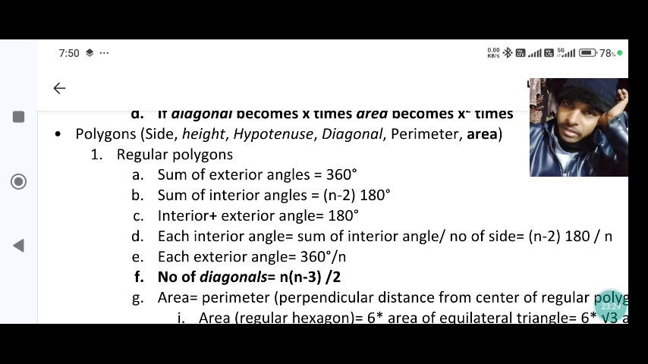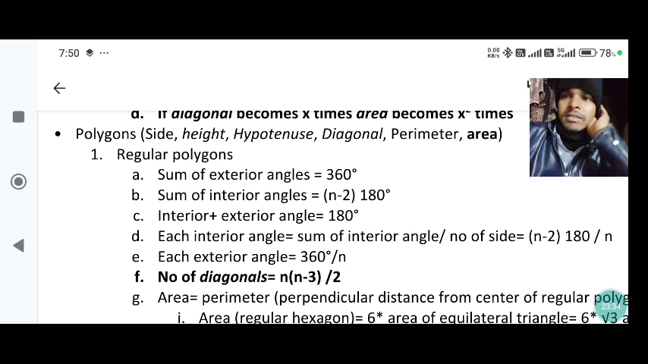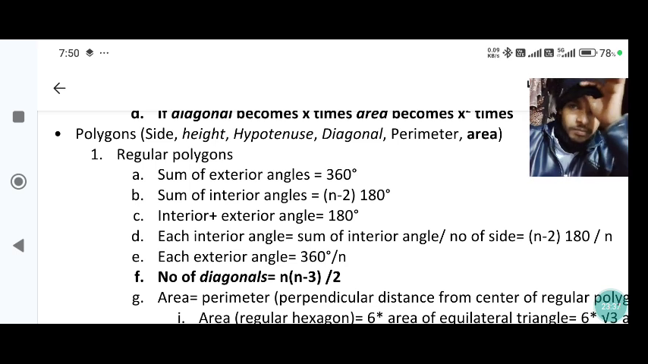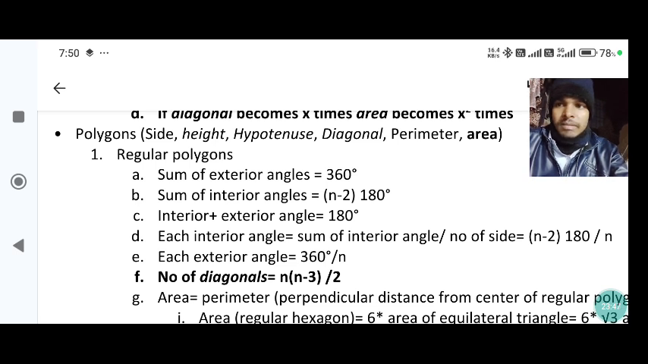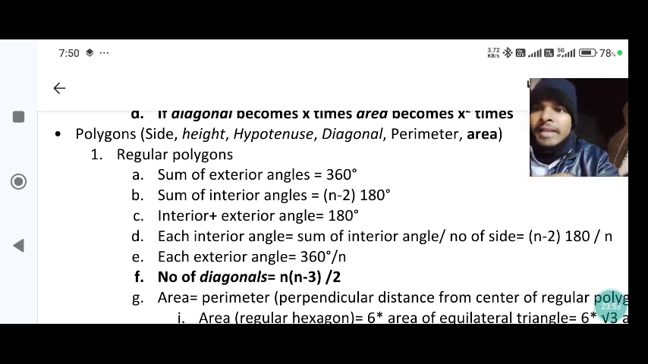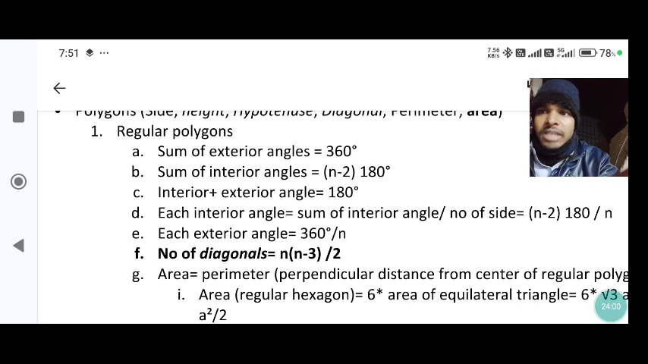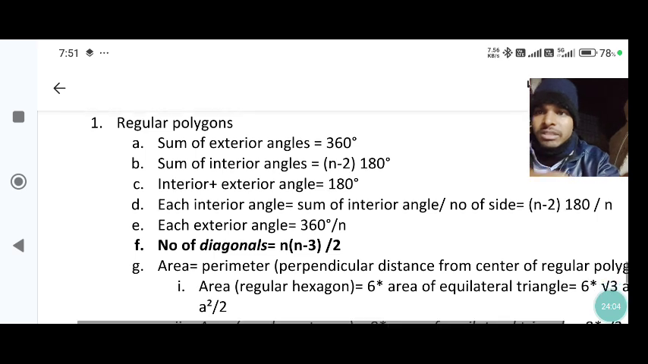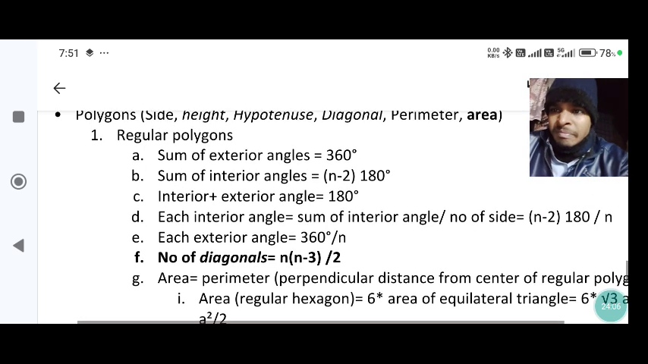In this type of polygon, the sum of all the interior angles is equal to n minus 2 into 180 degrees. This is not 360 degrees like in the case of a quadrilateral. The sum of exterior angles is 360, but the sum of interior angles is n minus 2 into 180 degrees. It can be more than 360 degrees. Interior angle plus exterior angle is equal to 180 degrees. It can be 180 degrees, 360 degrees or more than 360 degrees, depending on the number of sides.